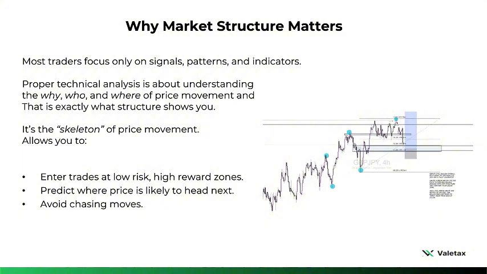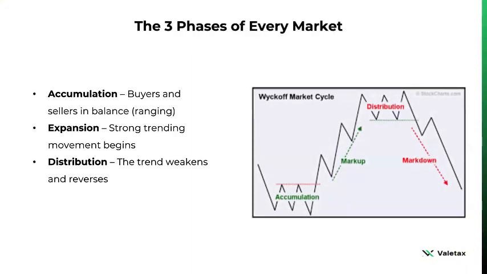So moving forward is the three phases of every market and every market structure. Okay, now remember we said we have three types of structure. We have the ranging, we have the bullish, and we have the bearish.